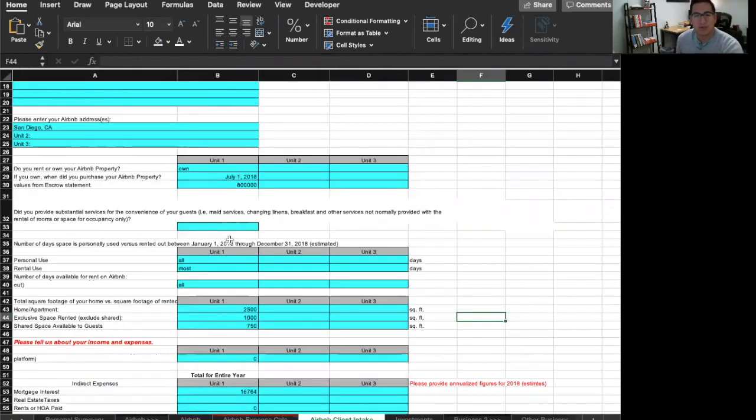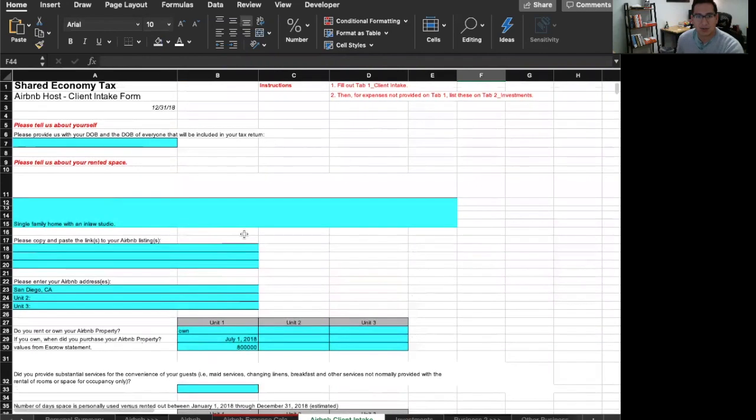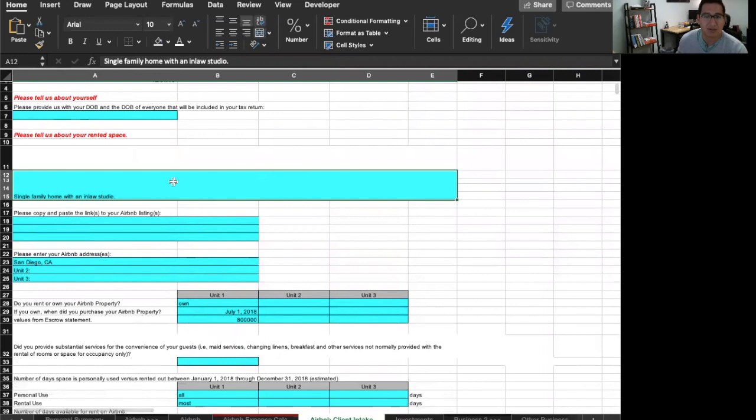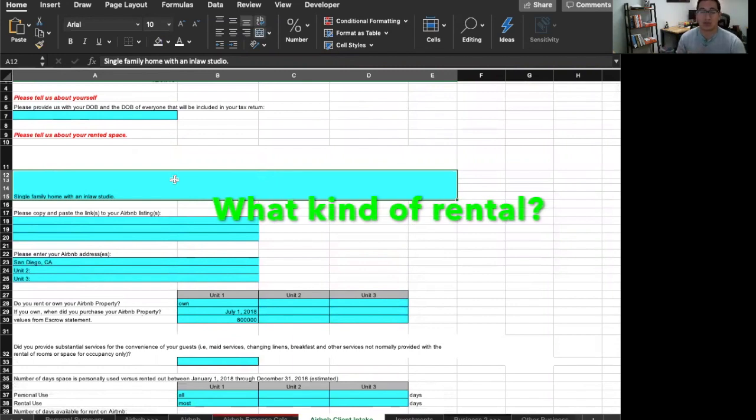So the first thing that we look at when we sign on a client is we have an intake form. Oftentimes we're asking pretty basic questions up front. Tell us about the unit. And this client has a single family home with an in-law studio. That helps us understand, is this a full-time rental? Is this somewhere where you live? Do you spend time there? Do you spend the summers there?